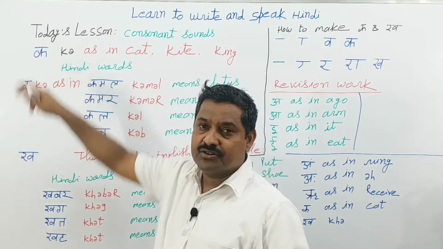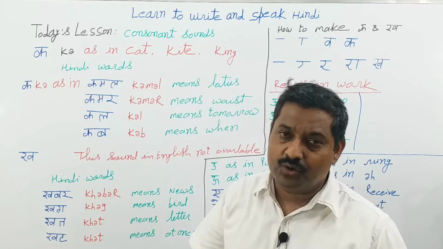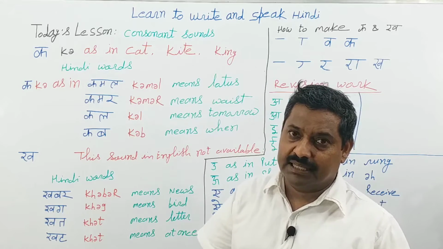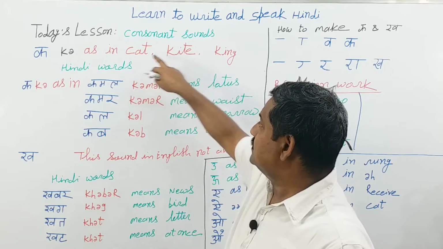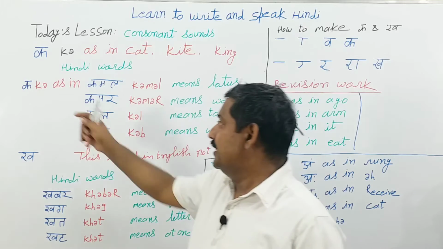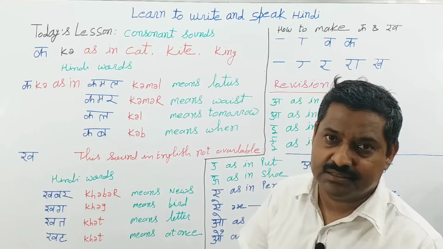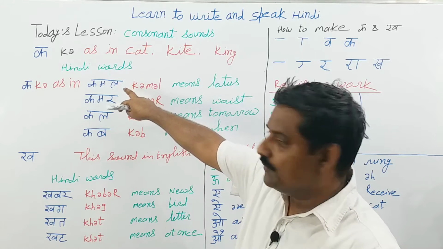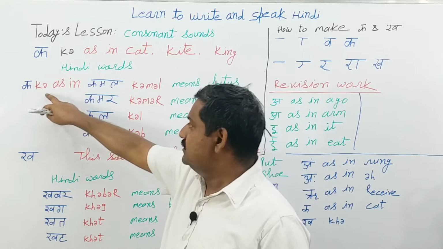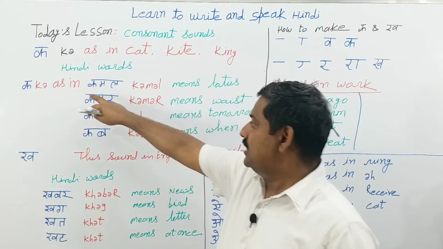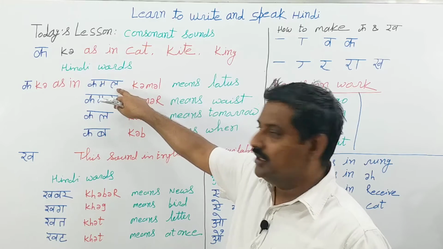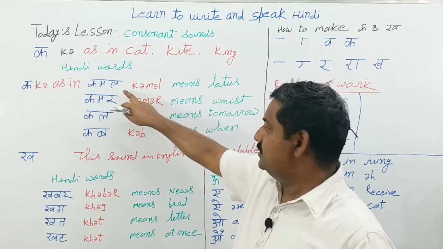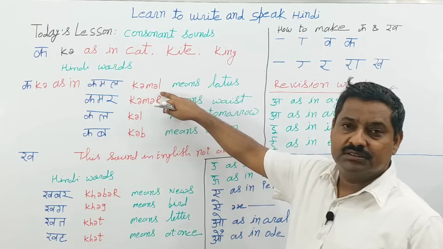So the sound of this letter in Hindi is k. This sound is very similar to the sound that English people speak for cat, kite, and king. Here are Hindi words with this letter and their pronunciation. K as in kamal, kamal.